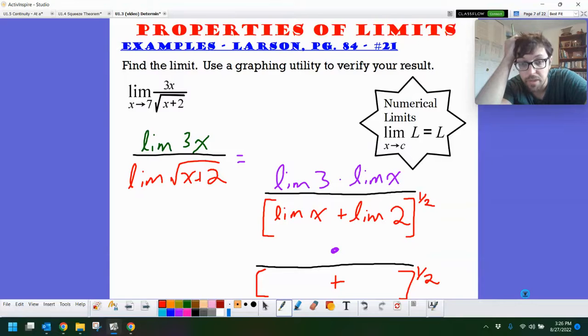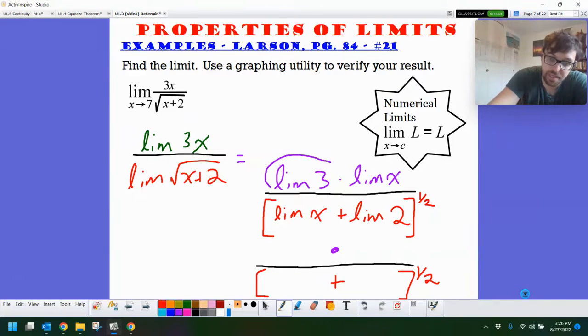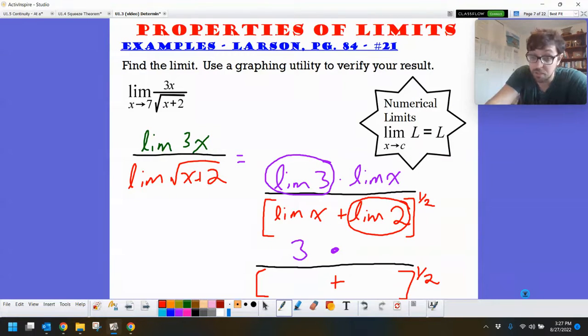Okay, two pieces broken up. I can't break this up anymore. It is just time to knuckle down and start doing some of these limits. This first one right here is just a constant. So the limit of a constant is just going to be that constant. So this is 3. We've got another one of those right here. The limit as x is approaching 7 of 2. It's just a constant. So that's 2.